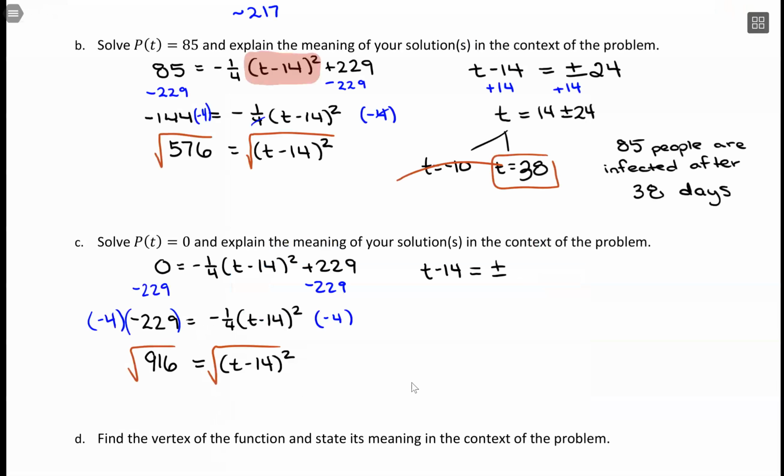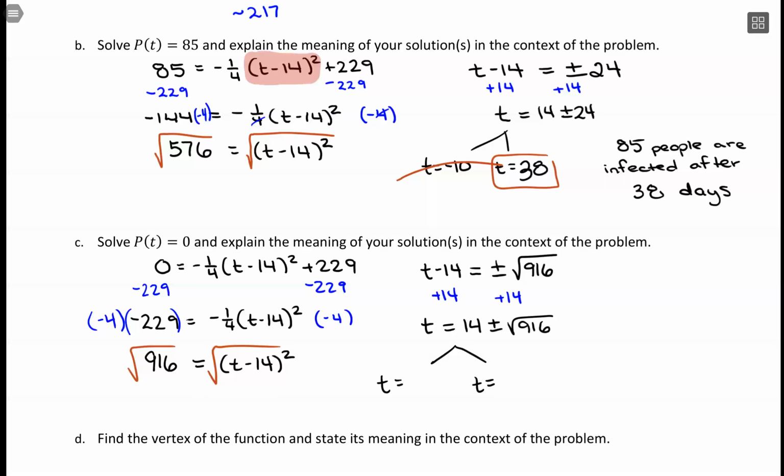So what I'm going to do is write it as plus or minus square root of 916, just for now. Eventually I'll get to a decimal answer, but while I still have some math to do, like adding 14 to both sides, then when I get here, t equals 14 plus or minus square root of 916. Now I'm going to go to the calculator and get those decimal answers out.